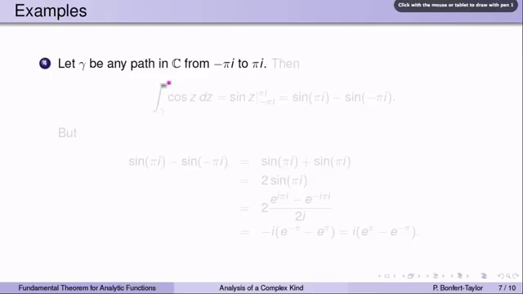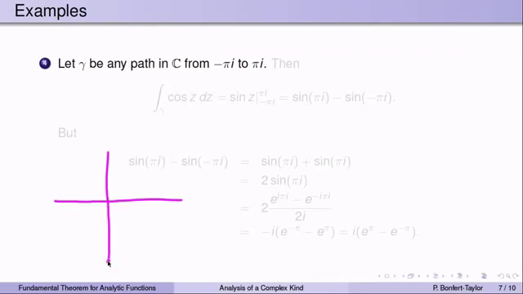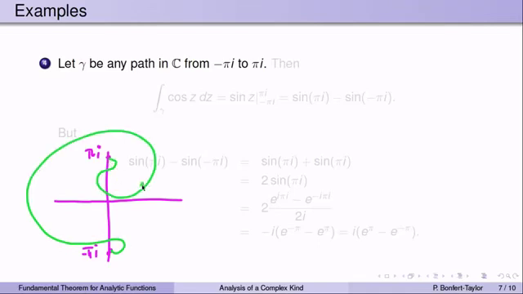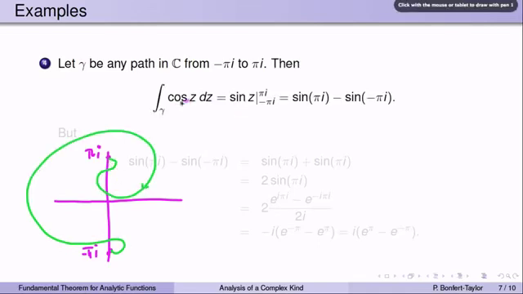Let's look at a final example. Suppose gamma is any path in C from minus pi i to pi i. So let's say minus pi i is right here, and pi i is right there, then gamma is any path from down here to up there. It doesn't really matter how it gets there. What we want to find is the integral of cosine z dz over this path.